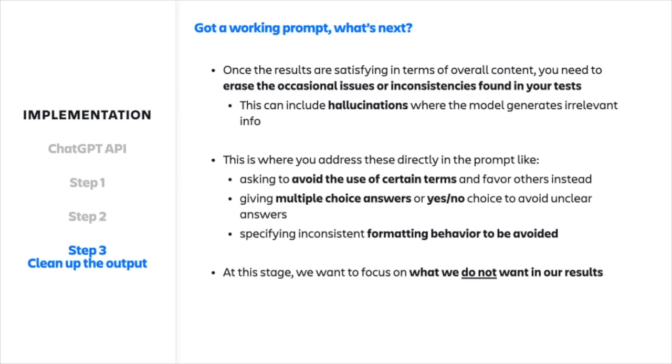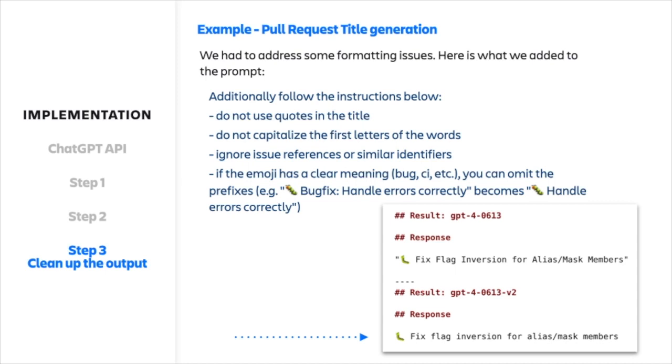To give you a couple of examples, as part of the pull request title generation, we had some formatting issues that we had to overcome. In the lower right-hand corner, you see two responses. The first one included quotes and some capitalization. We included additional instructions like do not use quotes in the title, do not capitalize first letters of the words, and so on and so forth. And once we included these instructions, we got a much better result.